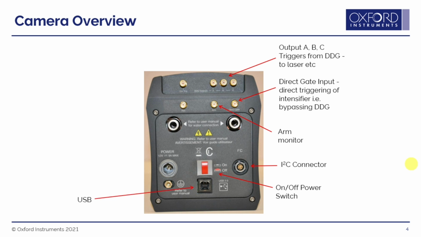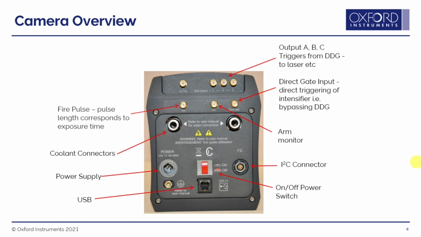We also have the USB interface here at the back, and we have the power supply, 12 volts, 9 amp maximum input. And we also have at the back these coolant connectors, which you use if you're planning to water cool the camera to obtain better thermal stability. We also have a fire pulse output, which gives you detailed information if you have your camera hooked up to, say, an oscilloscope, which enables you to look at where the exposure time of the sensor lies in relation to all the other timing measurements you have going on.